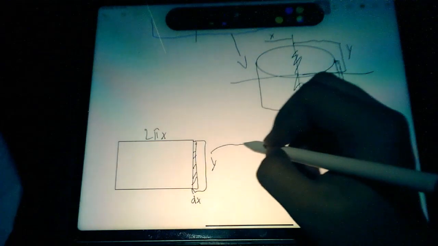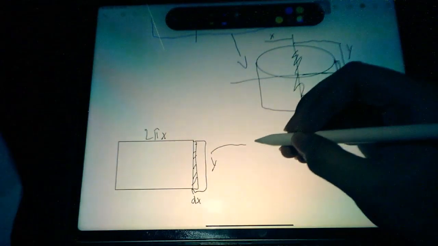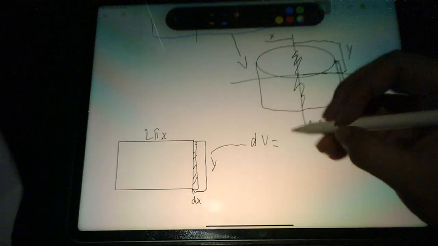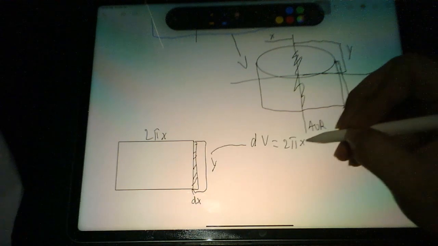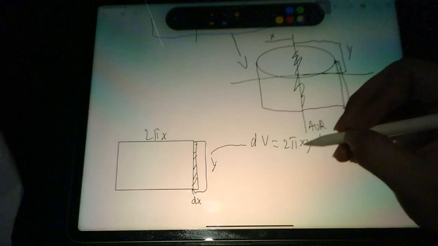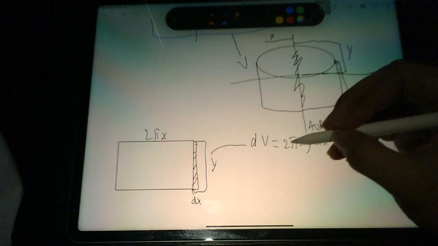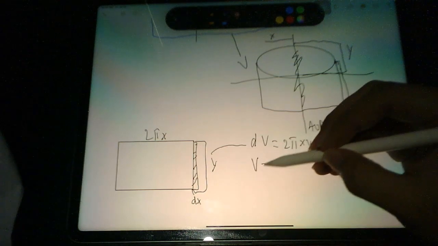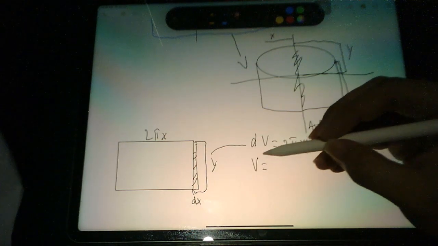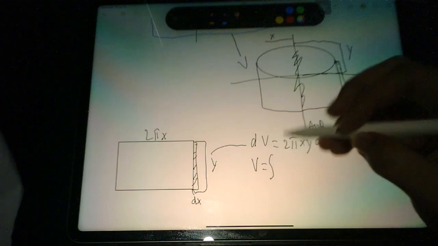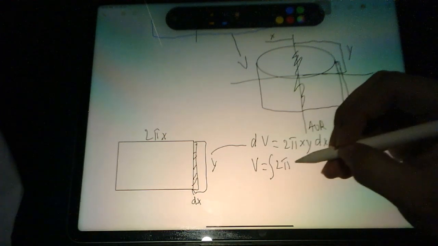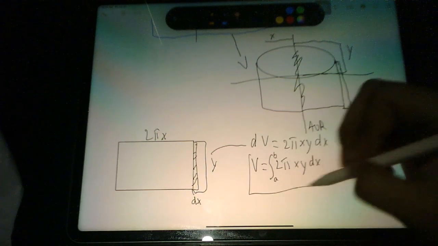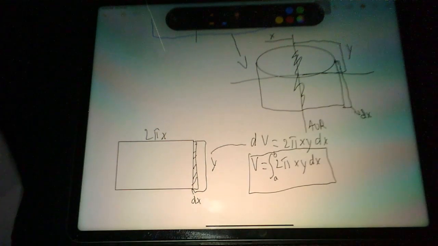First we need to derive this. So this is the differential volume. Differential volume is just equal to 2 pi x y dx. So 2 pi x here is the circumference, and y here is our height. So the volume under the shell method is just equal to the integral of 2 pi x y dx, with limits from a to b. So this is our formula for the shell method.